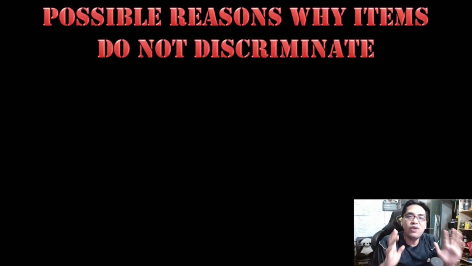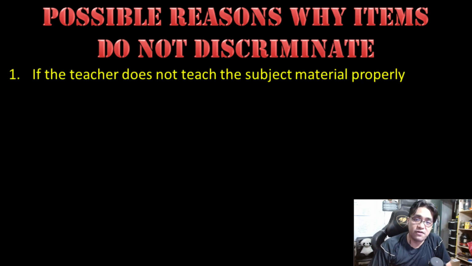Okay, now that we've properly seen what a discriminating item is and how it is different from an item that is not discriminating or one that has bad discrimination, we have to ask the question, why does this happen? What are the major causes for an item to not discriminate or to have bad discrimination? The first and most obvious cause is this. If you don't teach the subject material properly, then the item will not have any ability to discriminate at all.